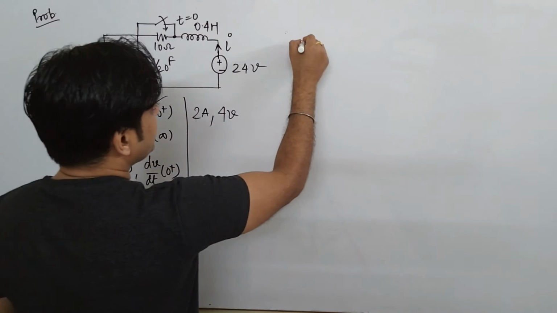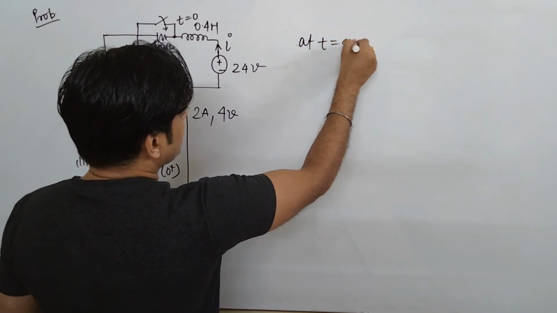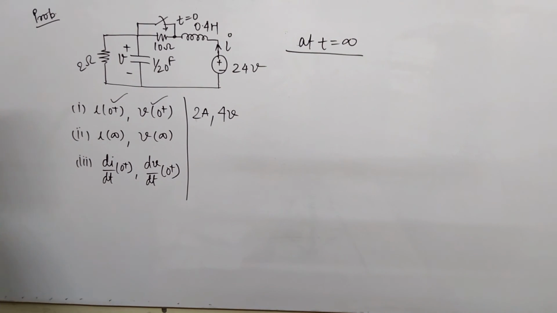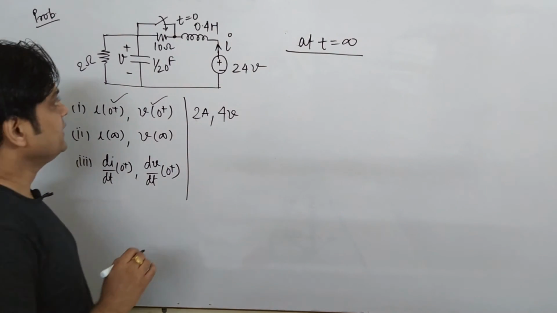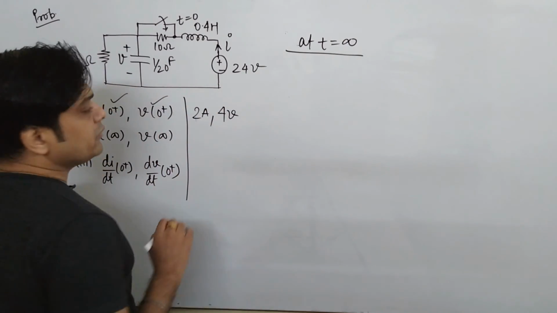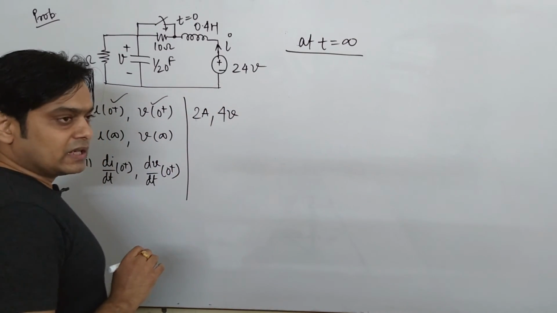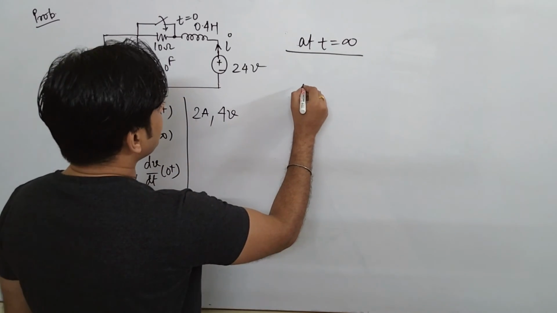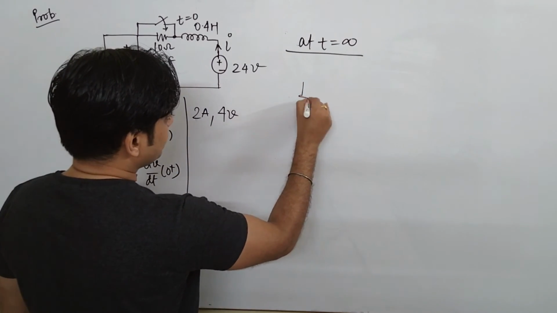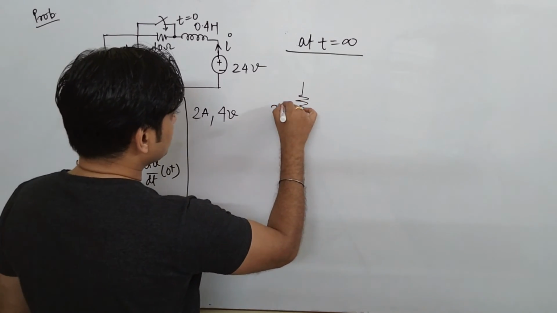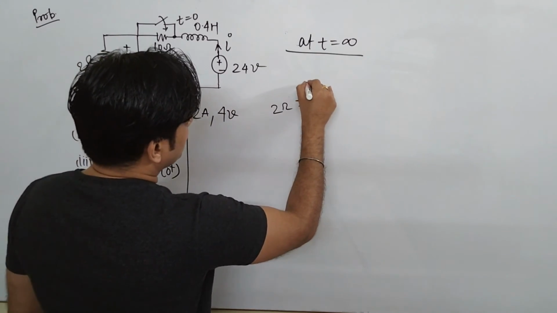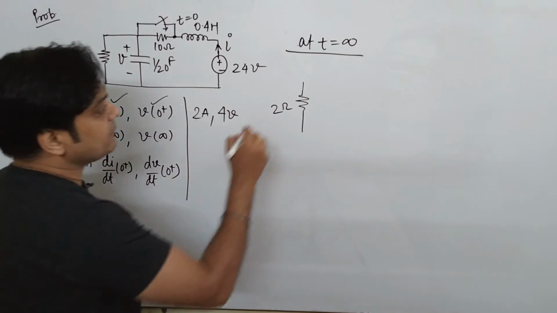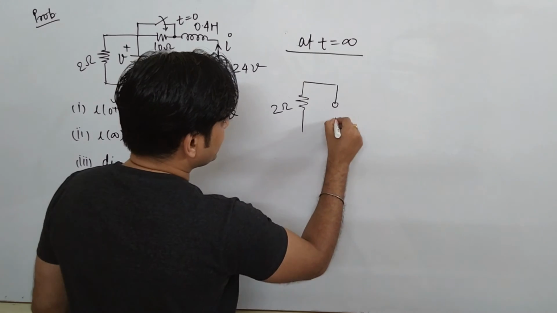Now for finding at t equal to infinite, just keep in mind you have to directly draw the circuit at t equal to infinite. For drawing at t equal to infinite, I already told you in my previous video what the condition at t equal to infinite is, especially for capacitors and inductors. So if I draw this circuit, please see, it is 2 ohm, the resistance here. See, this capacitor at t equal to infinite behaves like an open circuit.